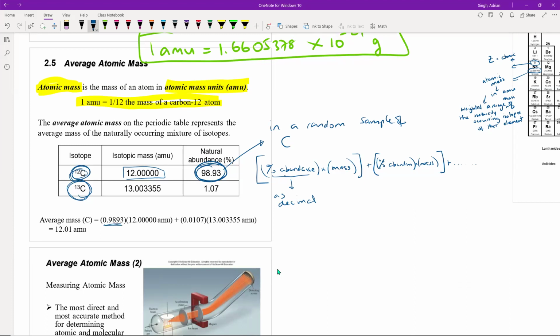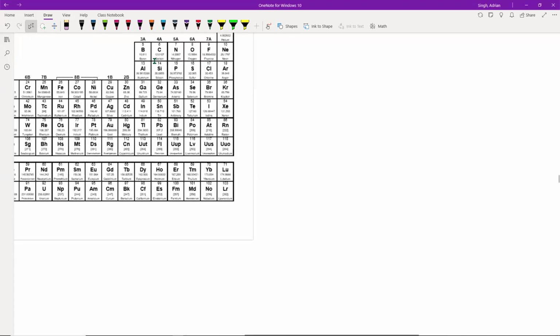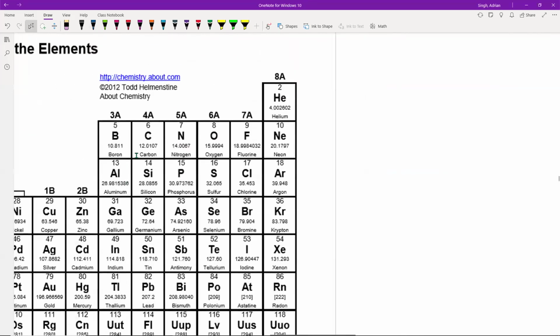So for carbon, we multiply that percent abundance times its mass. These two are multiplied together, and then we add it to the product of the percent abundance and the mass of the other isotope. If there were other isotopes present, we keep adding those on at the end. And we'll see that for carbon, the average mass of carbon is 12.01 atomic mass units. And if I look at my periodic table, guess what? For carbon, we'll see that that 12.01 is shown on here. Some periodic tables go to more decimal places, some go to 2 decimal places. If we did, it would be 12.01 AMU.